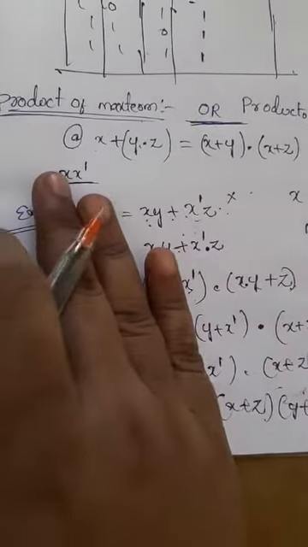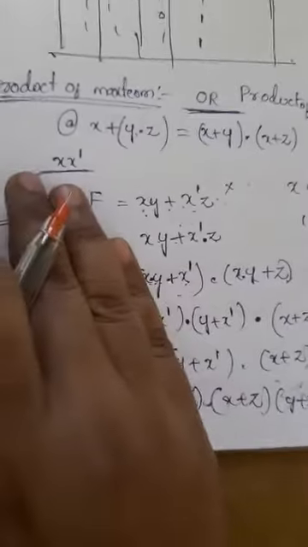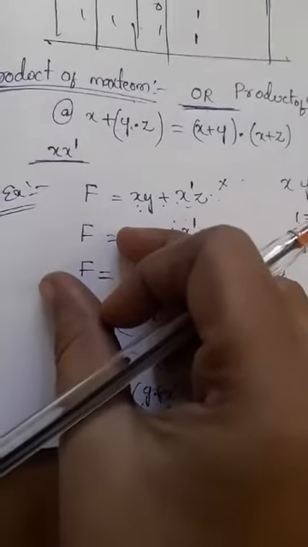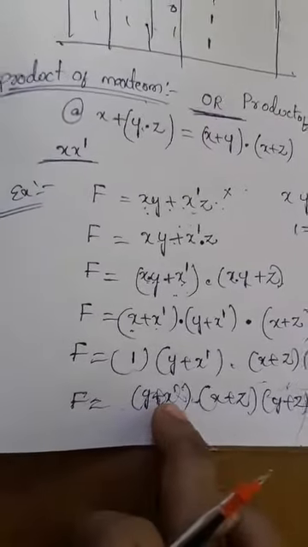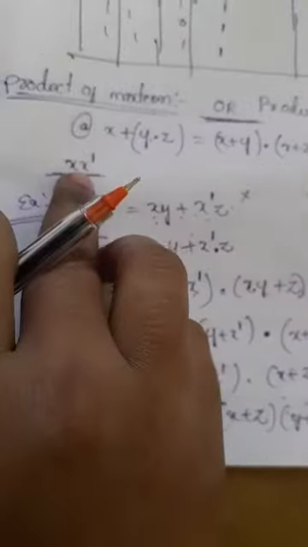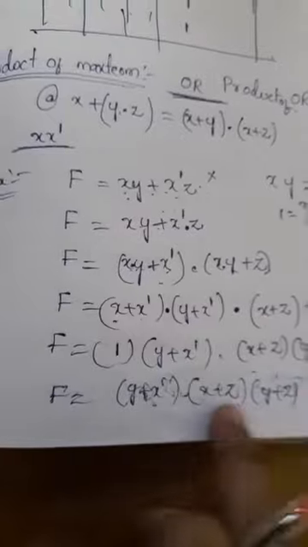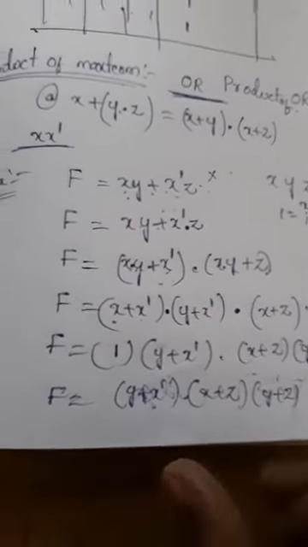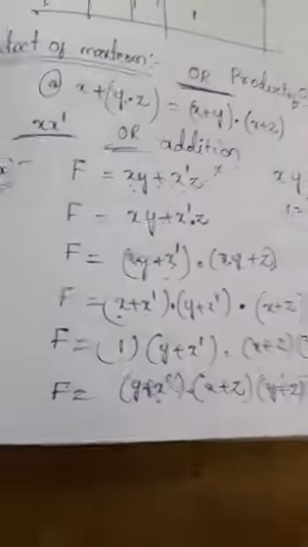That variable is ORed with x into x complement. If any variable is missing, like y or z is missing, then that variable is added in this way. The logic uses a product, so z into z complement can be added with each term. If any missing variable is present, it is ORed. ORed is nothing but added. Okay, so I can add it here.